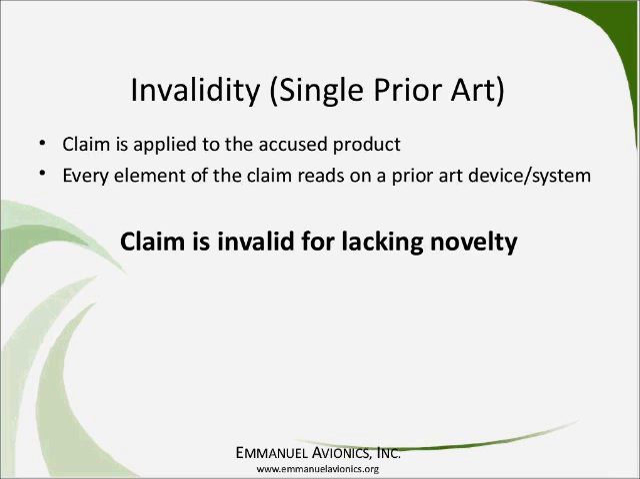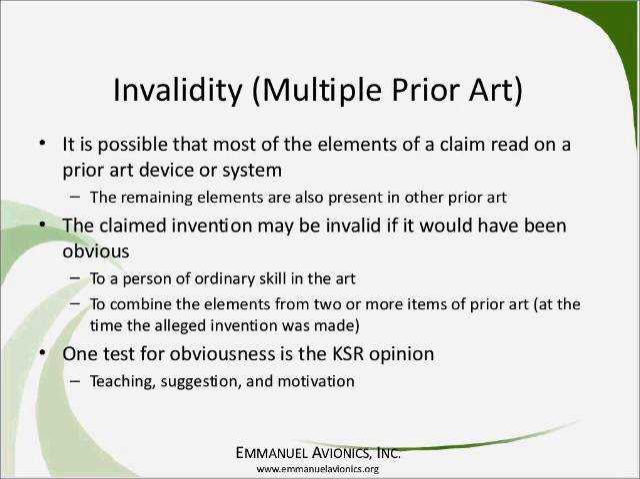If we have multiple prior arts, the situation is a little more complicated. It's quite possible that most of the elements of a claim read on a prior art device or system, but not every element. But it's possible that the remaining elements are also present in other prior art. So the situation you have here is that you're trying to use two pieces of prior art for one claim of one patent. Now, you're allowed to do that because the claimed invention may still be invalid if it would have been obvious to a person of ordinary skill in the art to combine the elements from two or more items of prior art at the time the alleged invention was made.